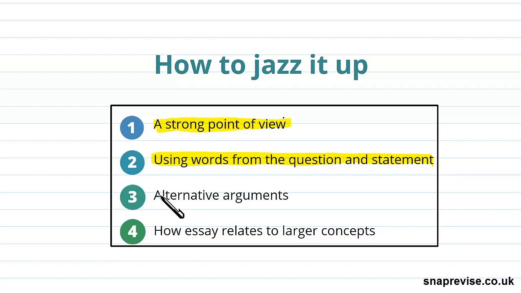We then are going to look at how the inclusion of alternative arguments might improve our conclusion. If we include other interpretations, other arguments, it really shows that we're very aware of how different texts may be interpreted. And also we're going to look at how our essay relates to larger concepts. And we've already talked a little bit about that when we want to widen out our conclusion to wider context, but we'll talk about a few more ways to do that in a more advanced way.